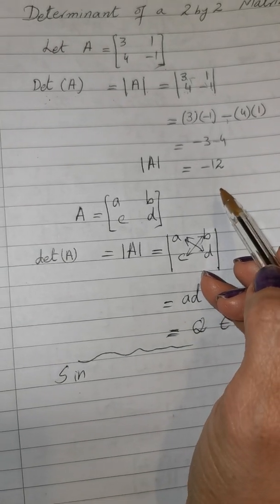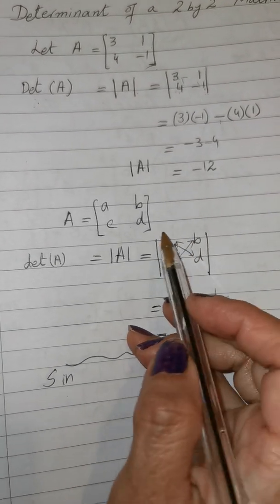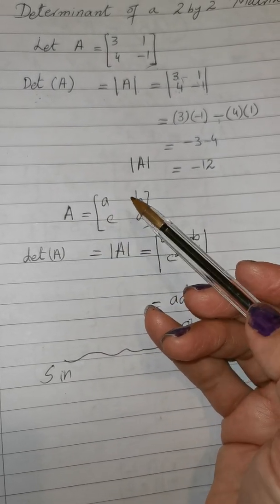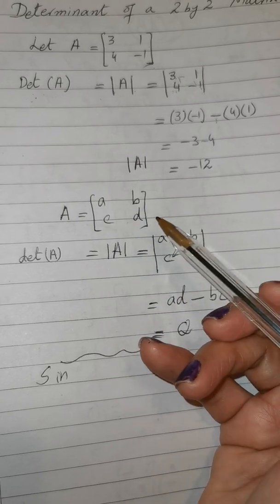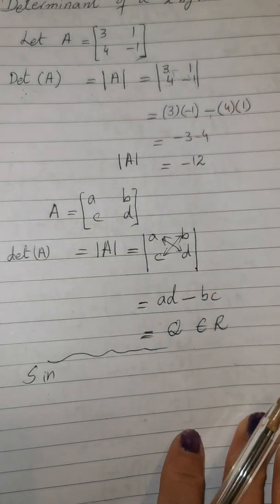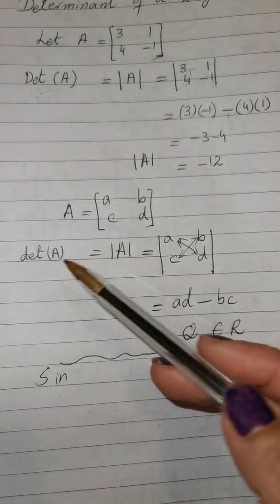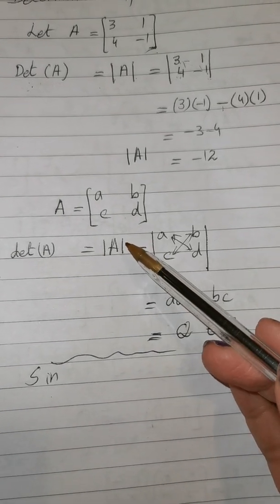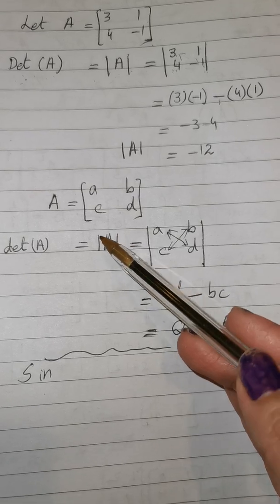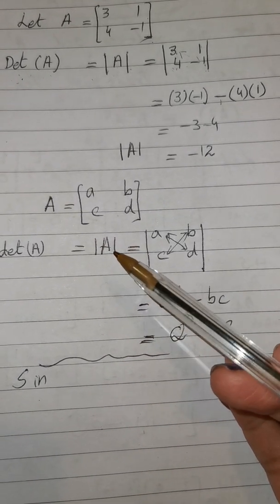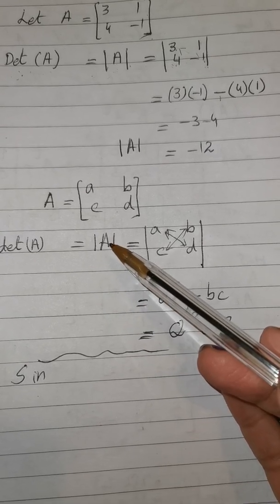In general, if you want to represent determinant of A, let's suppose that the 2 by 2 matrix A will be denoted by a, b and c, d. These are the four elements of matrix A. Then determinant of A will be equal to A mod. This determinant of straight lines we will call A determinant or A mod, right?